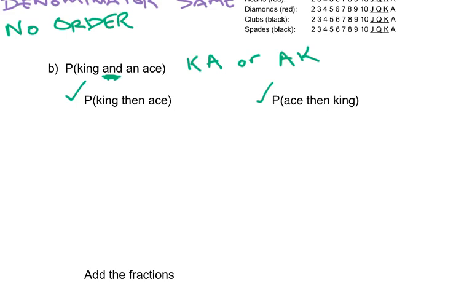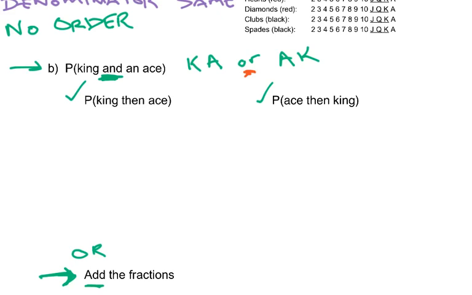And if you notice down here where it says add the fractions together, so adding usually indicates that we have an or. Okay, so even though there's not an or in this question, in the scenarios created by this question, there is an or, and it's right here. It can be king, ace, or ace, king.